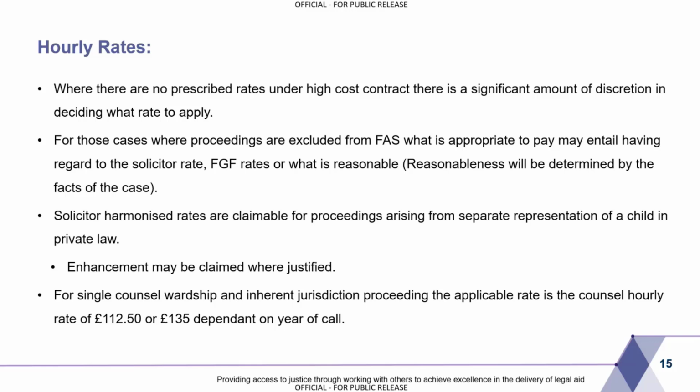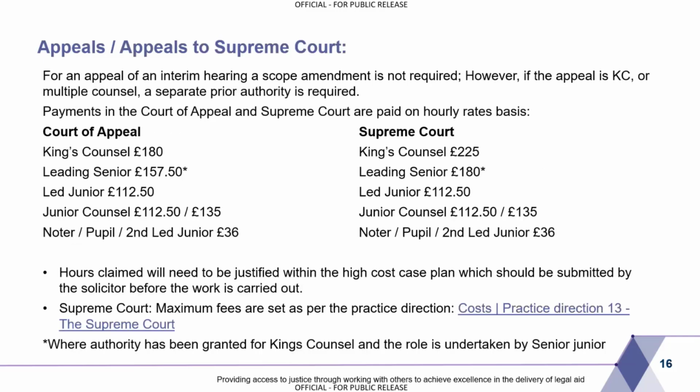For single counsel cases, wardship and inherent jurisdiction proceedings, the applicable rate for counsel will be either £112.50 or £135, depending on the year of call for counsel. In relation to appeals and appeals to the Supreme Court, there are different rates that apply. So for appeals of an interim hearing, a scope amendment isn't required by the solicitor. However, if in those appeals they're seeking the use of King's Counsel or multiple counsel, a separate prior authority will need to be submitted by the solicitor for this.